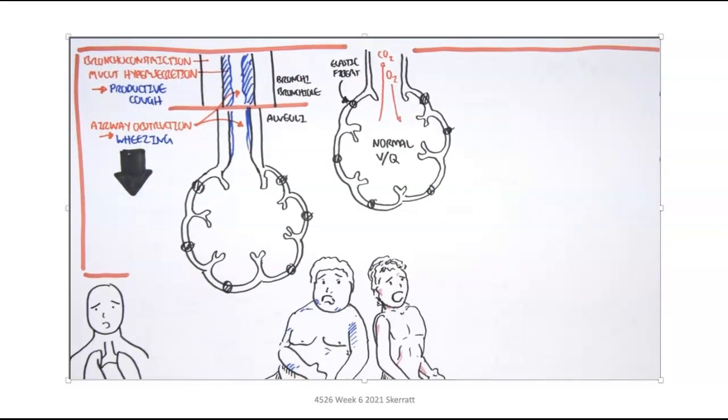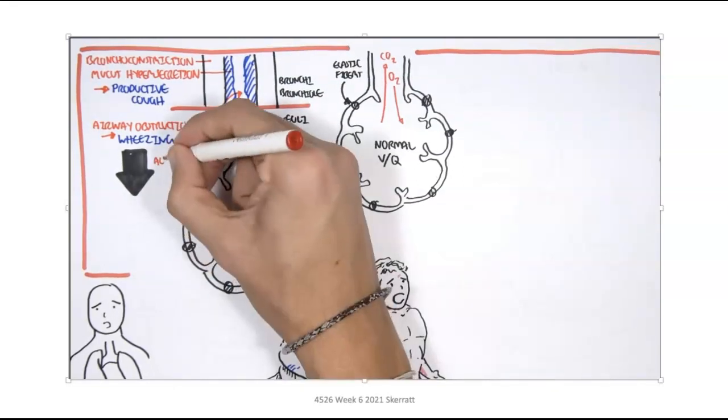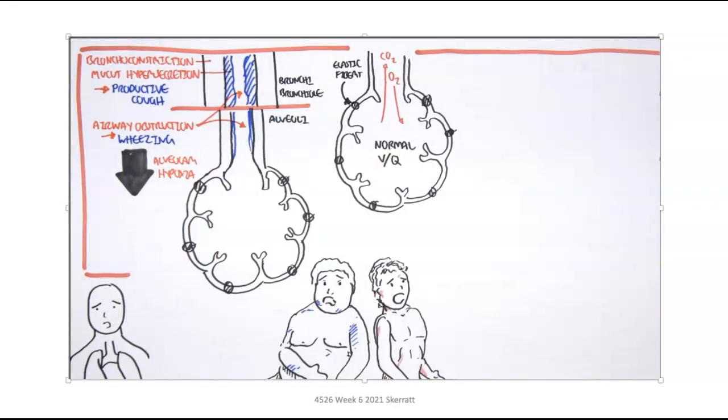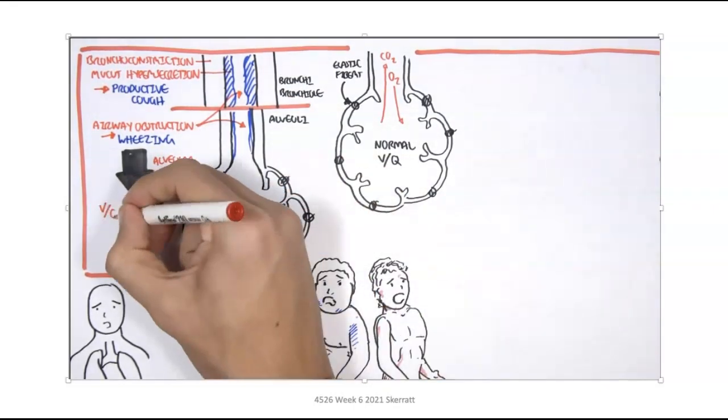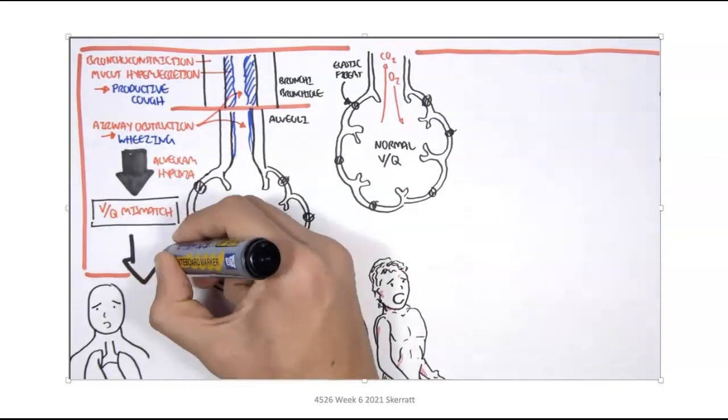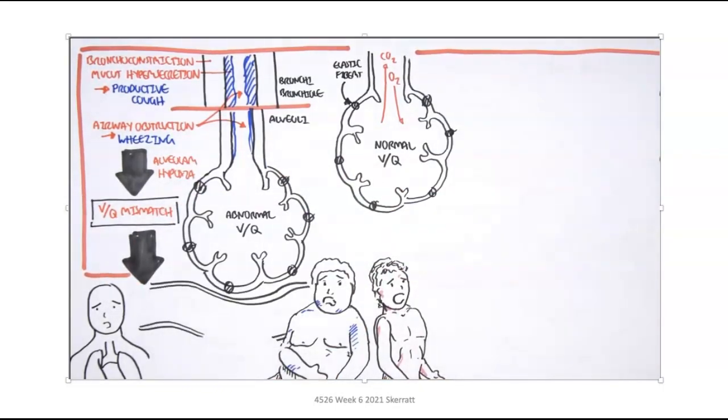When we have airway obstruction, this can also mean that we have alveolar hypoxia, because oxygen is not getting through to the alveoli efficiently. This leads to a VQ mismatch. The VQ mismatch leads to hypoxemia and hypercapnia.